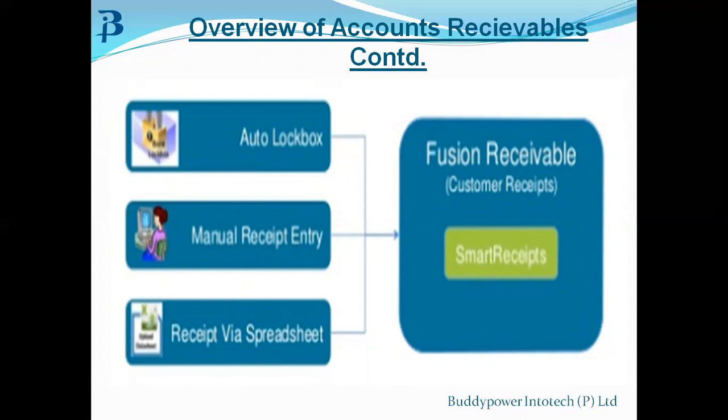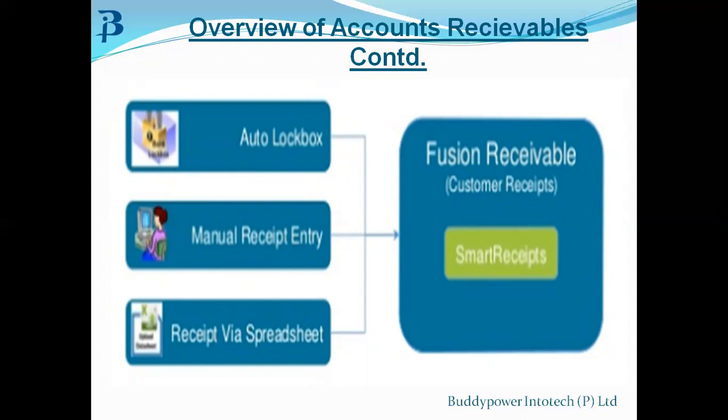Our customers are scattered worldwide. So suppose I assign Citibank as my partner. Citibank will collect all the collections on behalf of this company. They will remit, and at the end of the day, all the collections will be pulled into our system, and then it will create a receipt. That is called auto lockbox. So you are not manually creating anything.